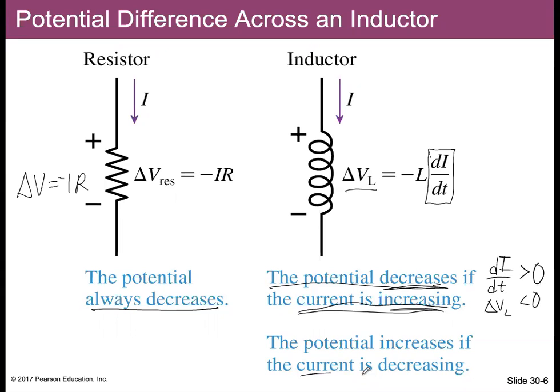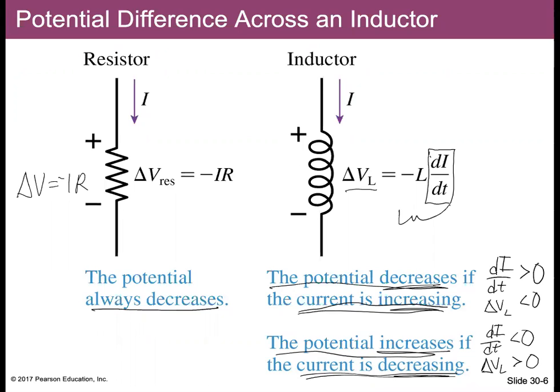Now, if the current is decreasing, that means that di/dt is less than 0. And that means that the right side of the equation will now be positive. So delta V sub L will be greater than 0. And so we see that the potential increases if the current is decreasing.